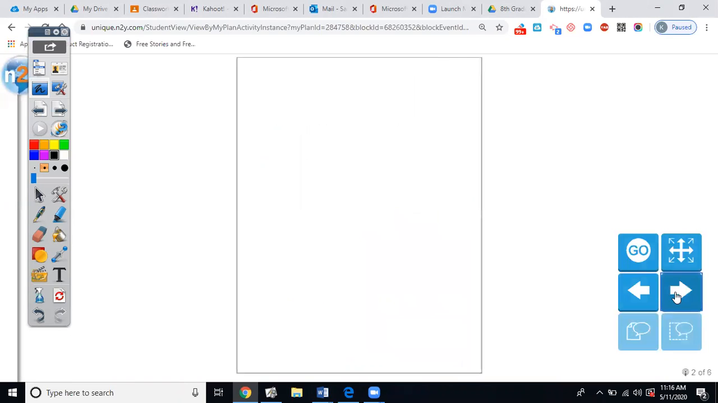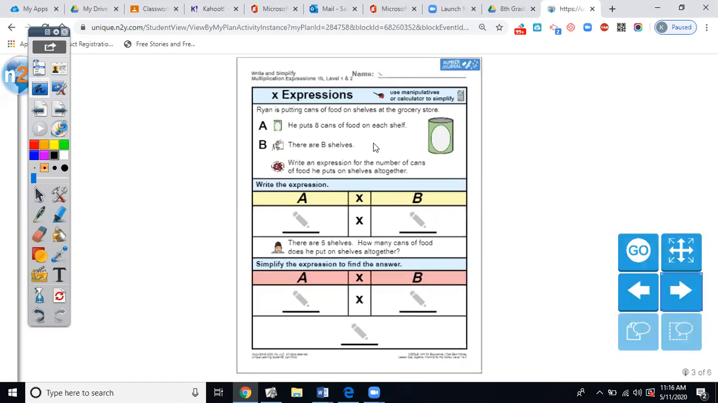Okay, let's go on to the next problem. Ryan is putting cans of food on shelves at the grocery store. Okay, so A is, excuse me, he puts 8 cans of food on each shelf. So every time we see A, we know that that's the cans. And there are 8 cans. So for A, we're going to put 8 because we know what A is now. It's 8 cans of food.